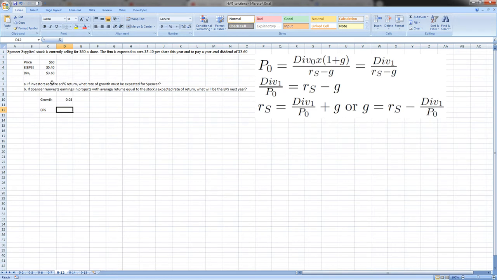For EPS, there's two different approaches we can employ. The easiest and most straightforward is to simply acknowledge we have EPS this year, and if there's growth, it's times 1 plus the rate of growth of 3%.